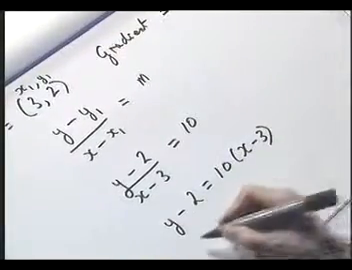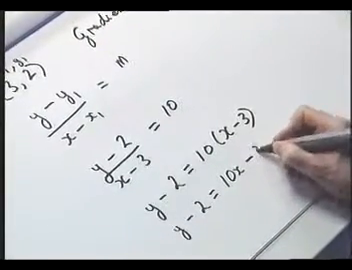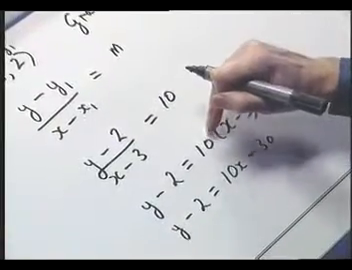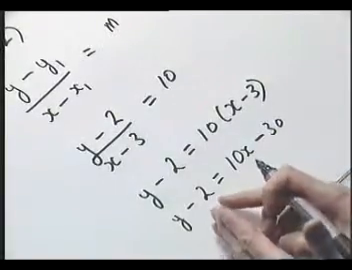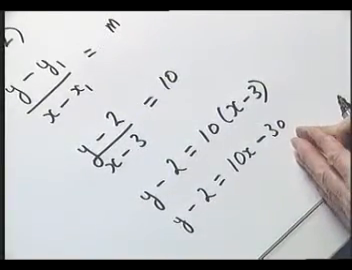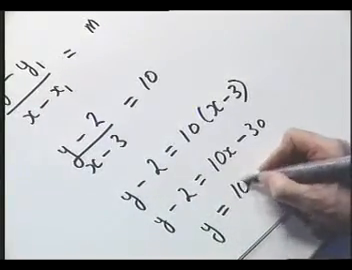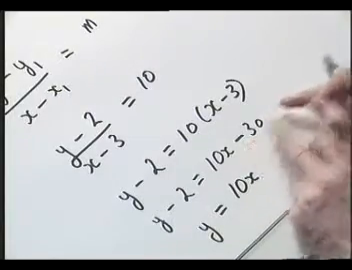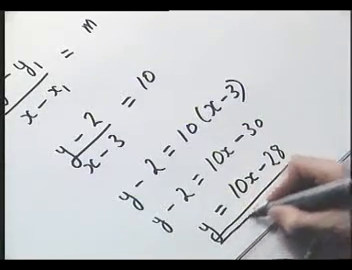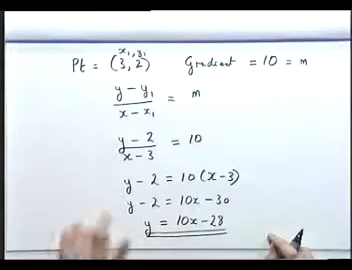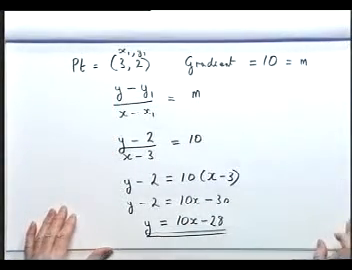Now all we need to do is multiply out the bracket. Y minus 2 is 10x minus 30, remembering to multiply everything inside this bracket by what's outside. And now we just need to get this 2 over here with this 30. So we add 2 to both sides. Y equals 10x. Now minus 30 adding on 2 is minus 28. And there's the equation of our tangent to the curve at this point on the curve with that gradient.